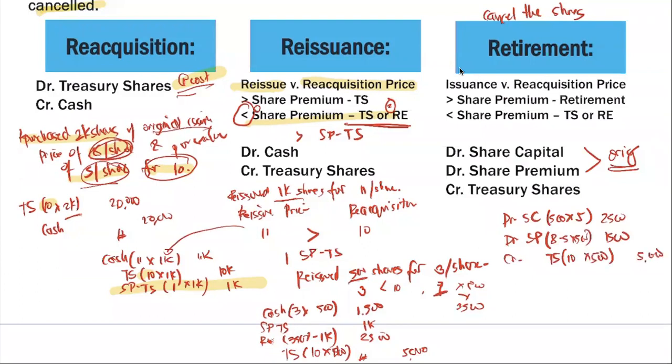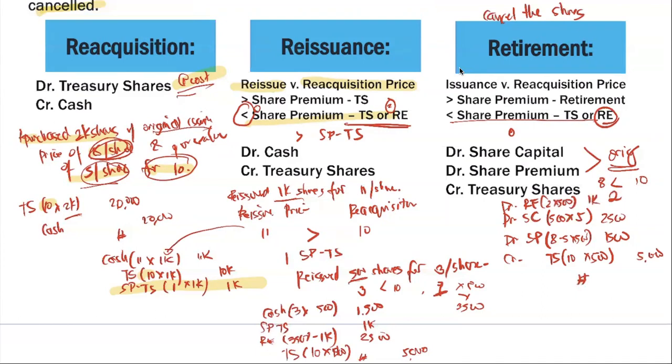Okay. So the original issuance price is 8. The reacquisition price is 10. Less than siya, lagay daw siya sa share premium TS. May share premium TS pa ba tayo? Wala na. Kaya ilalagay na natin siya sa RE. So you debit RE for the difference. How much is the difference? 2 pesos per share. So 2 times 500, 1,000.